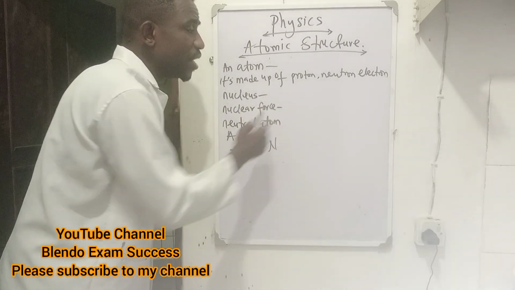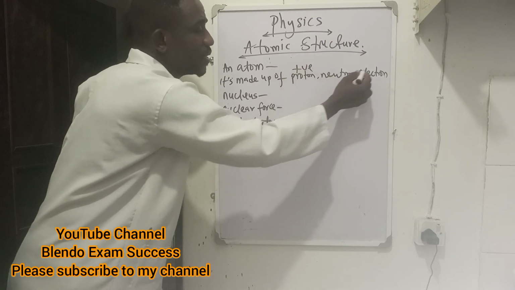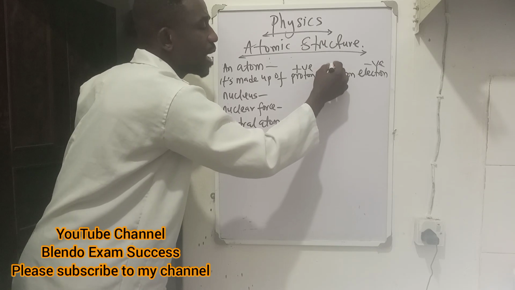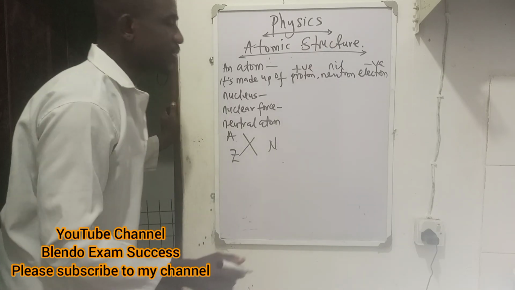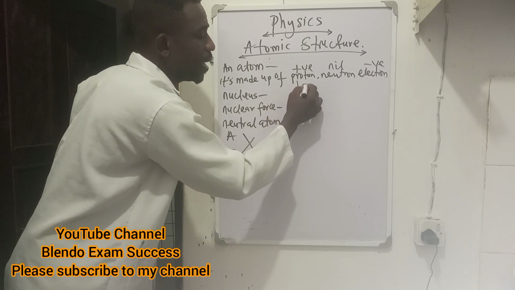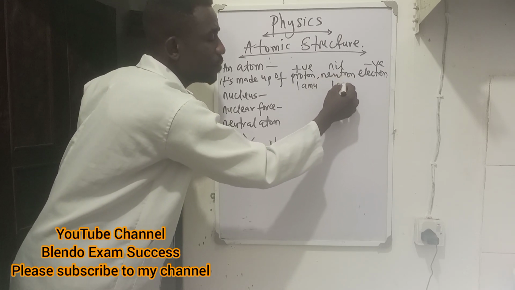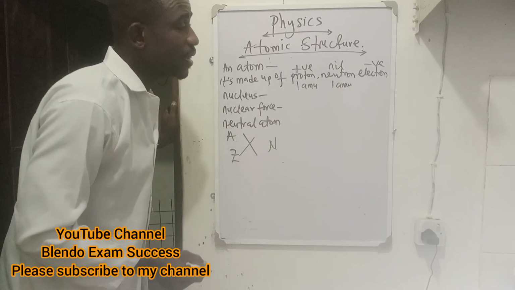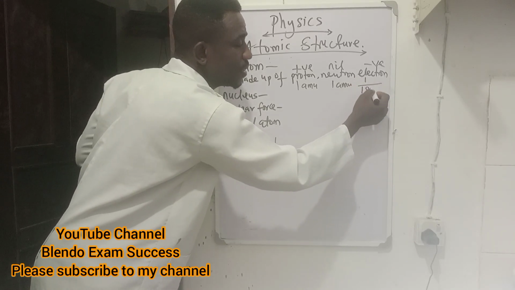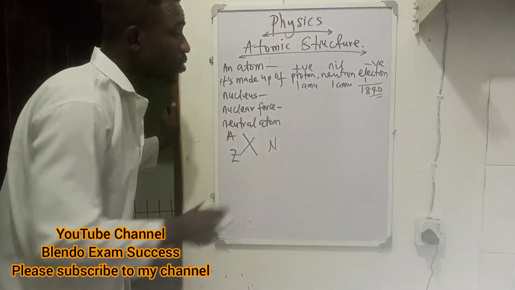The proton is the positively charged particle. Electron is the negatively charged particle. And neutron has no charge, so it is nil. The mass of the proton is 1 AMU. Mass of the neutron is 1 AMU. Then the mass of the electron is negligible, which is 1 over 1840 AMU, approximately 0.